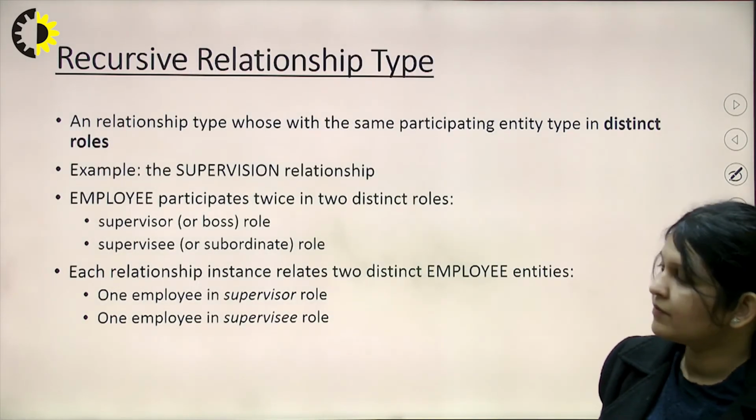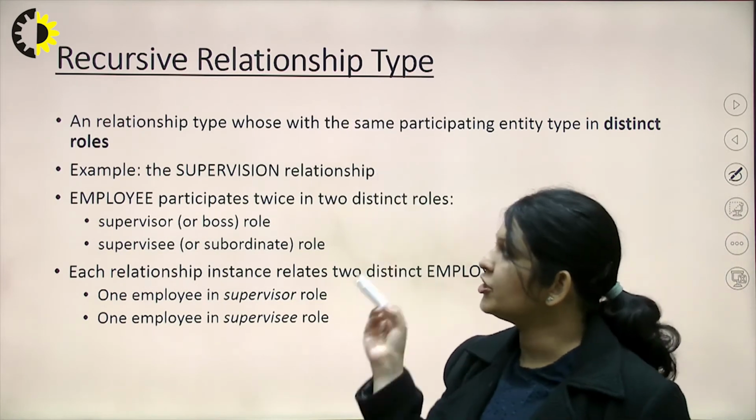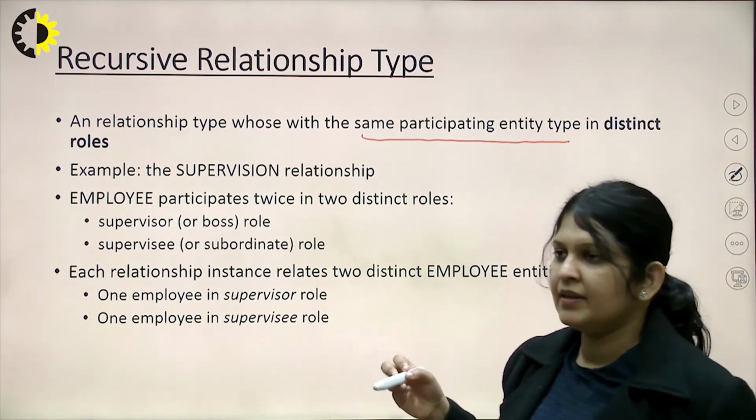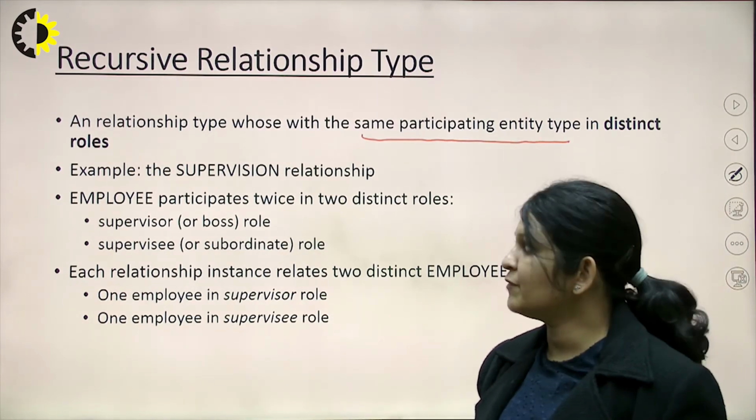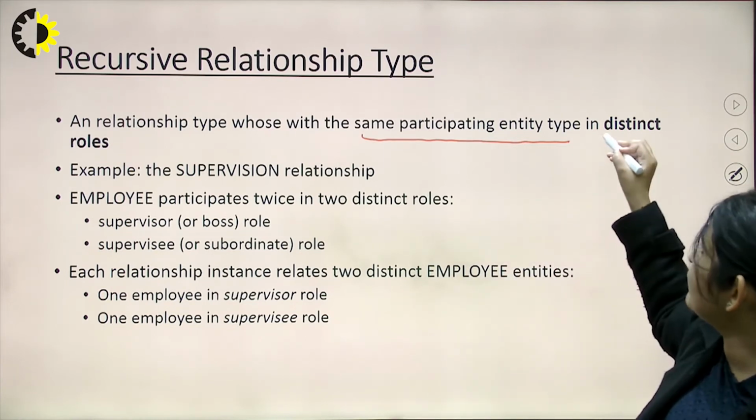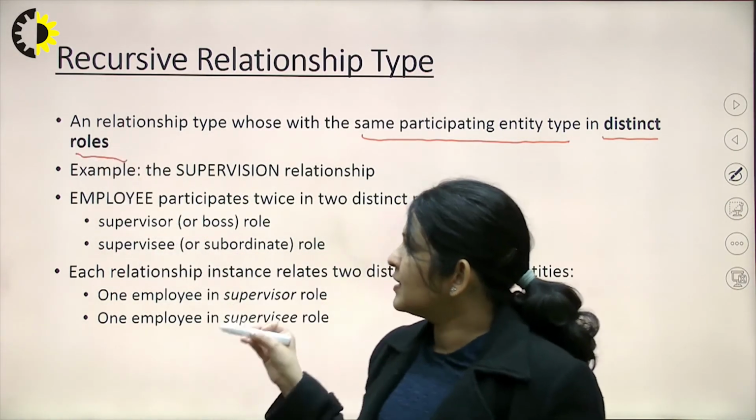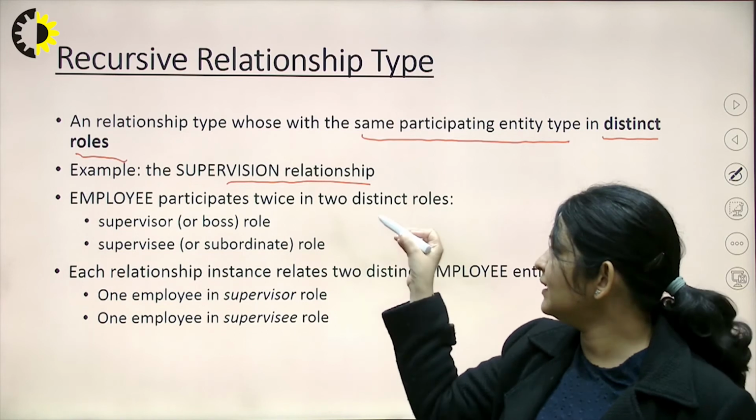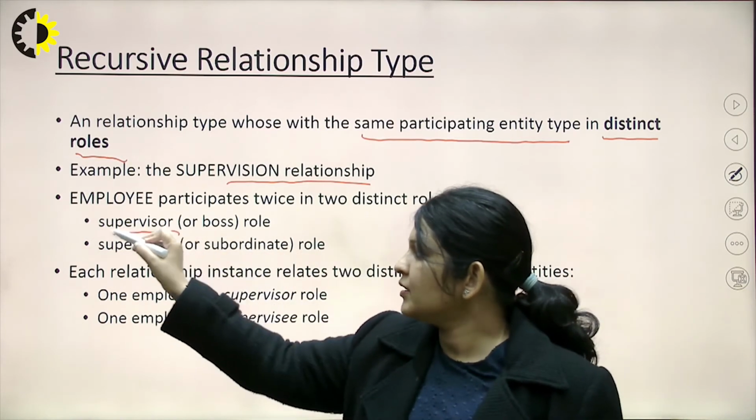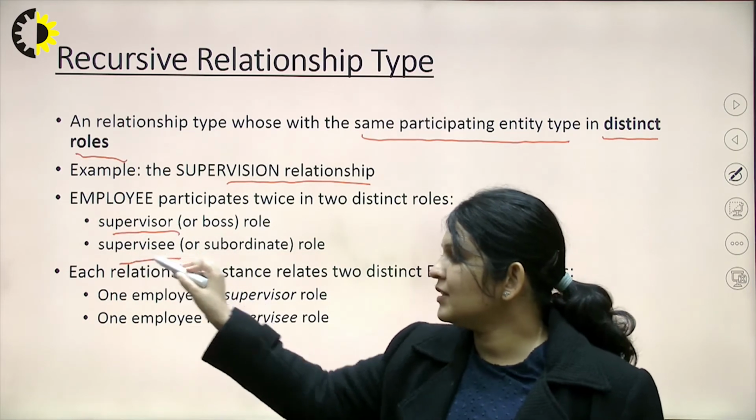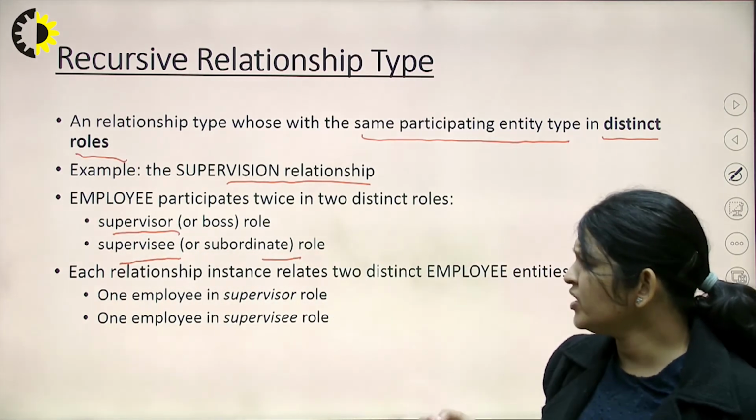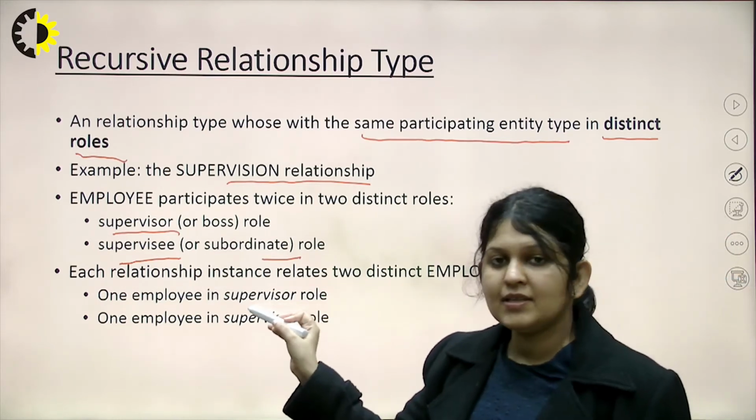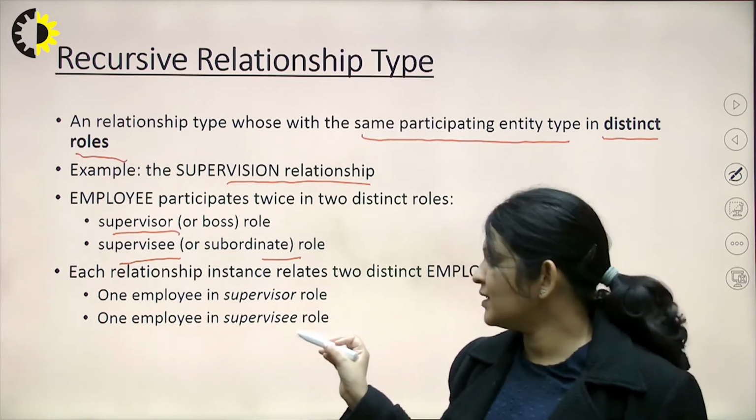Now one of the most important is the recursive relationship type, the relationship type with the same participating entity type, that is, one entity is in relationship with itself, so we give them distinct roles. Example, the supervision relationship: employee participates twice in two distinct roles, as a supervisor, the person who is the boss, and the supervisee, that is the subordinate role. So each relationship instance relates two distinct employee entities. One employee is in the supervisor role and one employee is in the supervisee role.